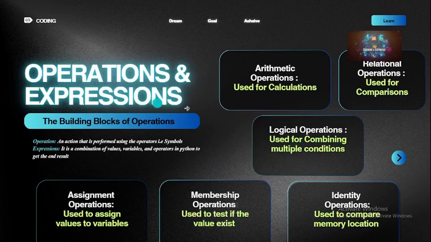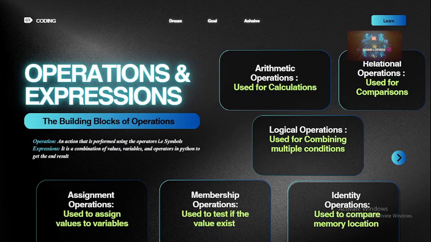Before knowing more about the building blocks of operations and expressions, let us understand what an operation is and what an expression is in Python. An operation is nothing but an action that is performed with the help of symbols. We will say it as an operation. When coming to the expression, we have a combination of values, variables and operations, and it prints the result.